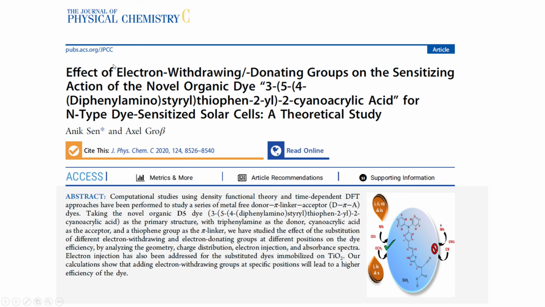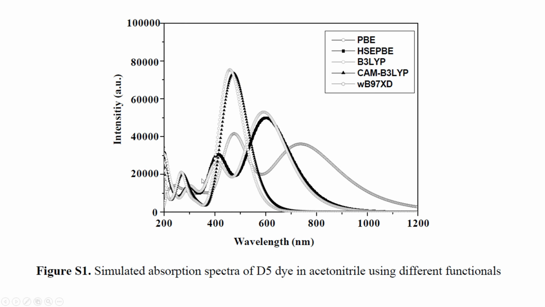This is the paper published in the Journal of Physical Chemistry C. In this paper they used this dye. They calculated the absorption spectra, so we will also calculate the absorption spectra using our method, and we will compare with this one. They calculated the UV visible spectra with different functionals.